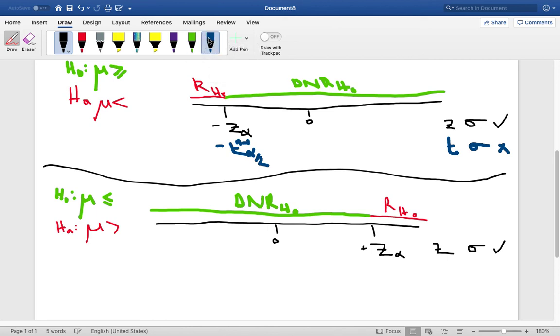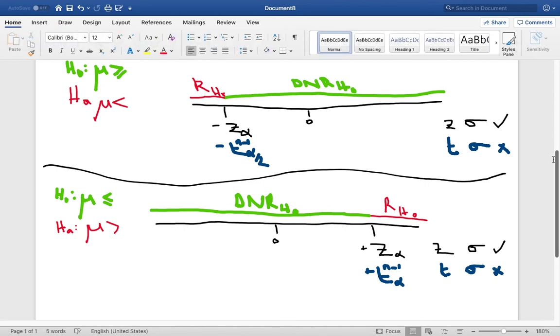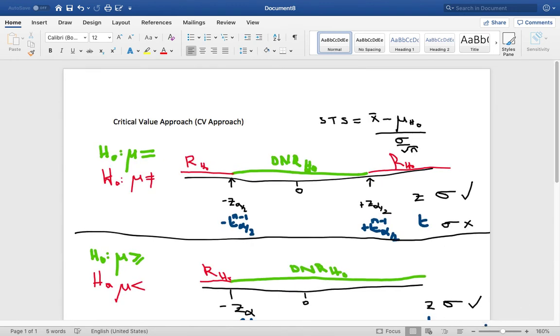Otherwise, when the population standard deviation sigma is not known, then we're going to have a t distribution. And our critical value will then be plus t of alpha with n minus 1 degrees of freedom. So there are 3 scenarios that we have. Let's scroll down, let's make that a little bit smaller so we can get them all on one screen, if we can do that.